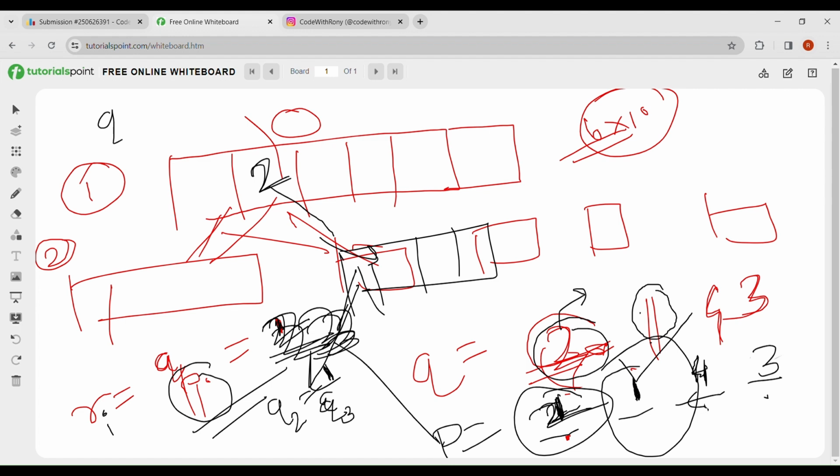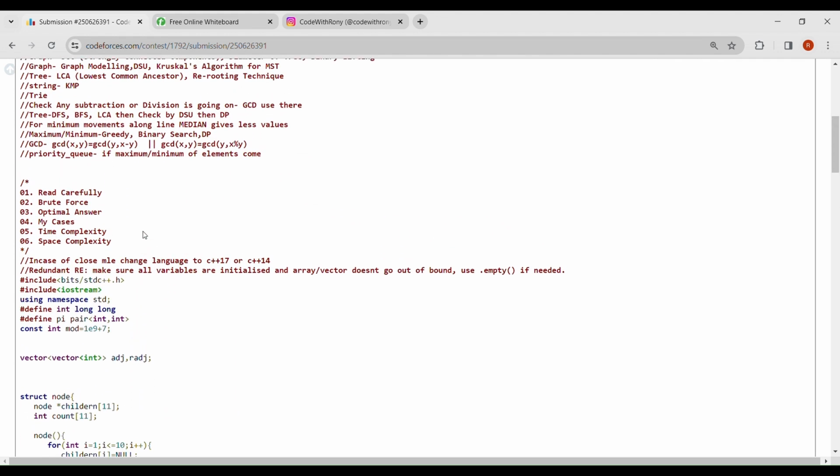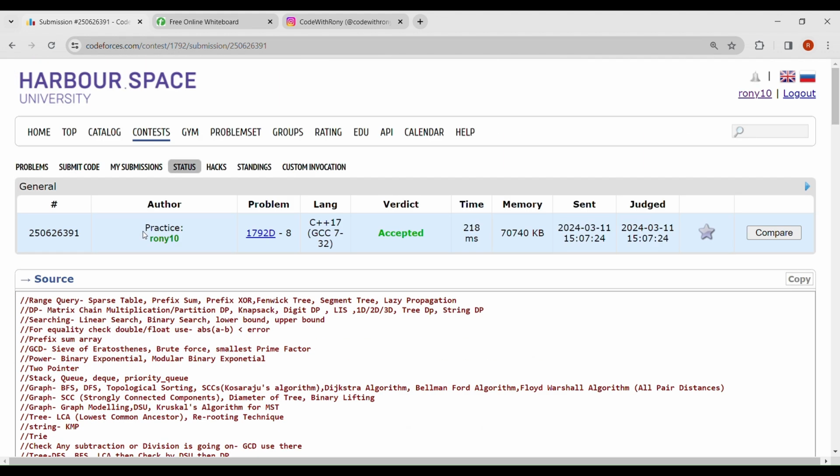Similarly, we go for all the m's, and when the count is 0 and we reach there, we will print the answer and we will break. For everything, we will do this and we will get the answer. So this was the logic and the answer.